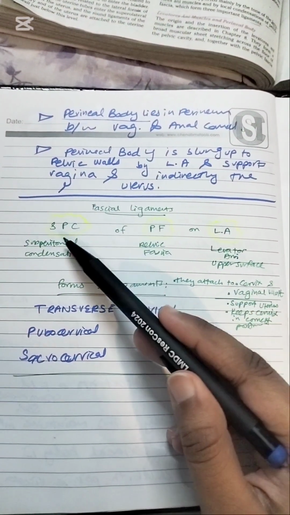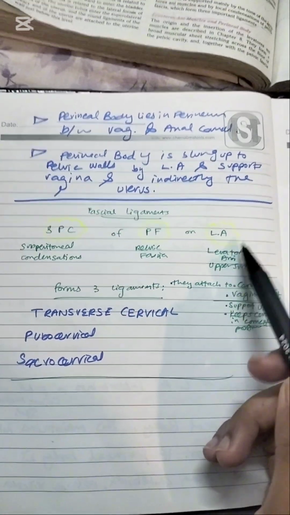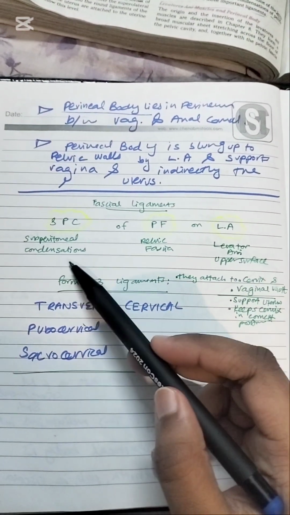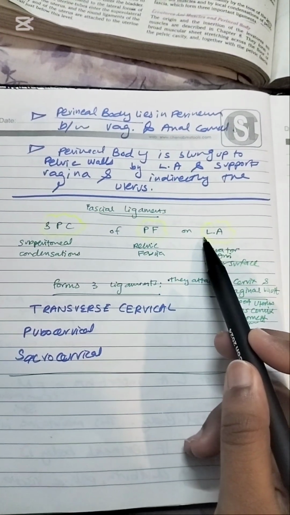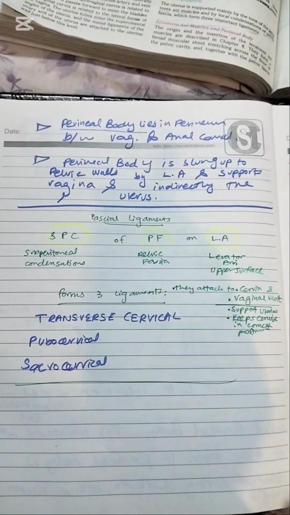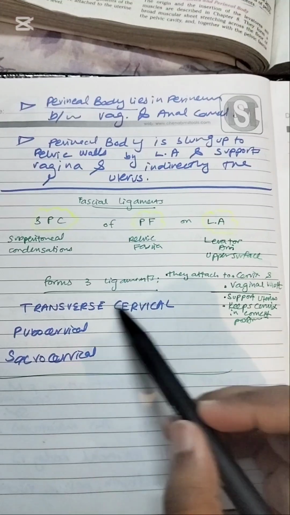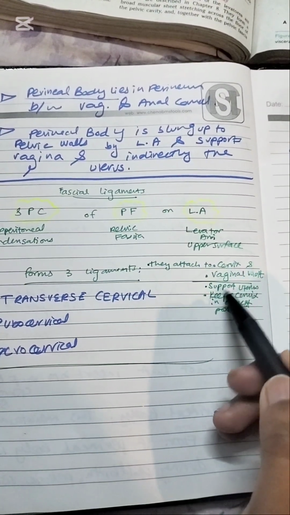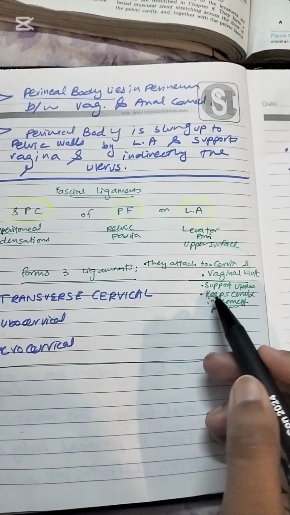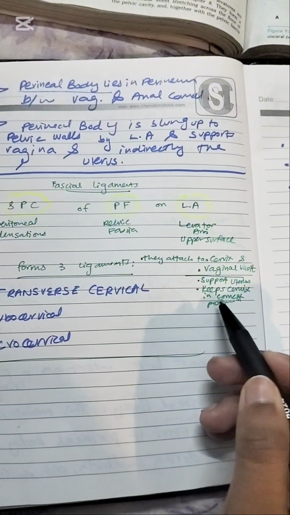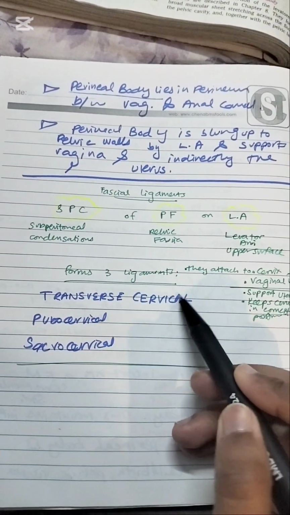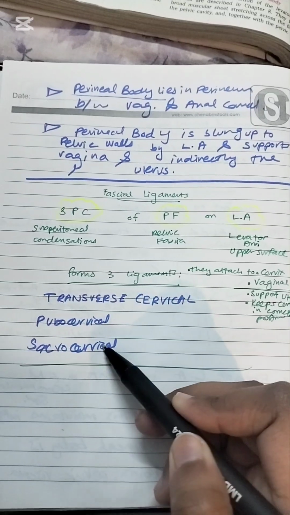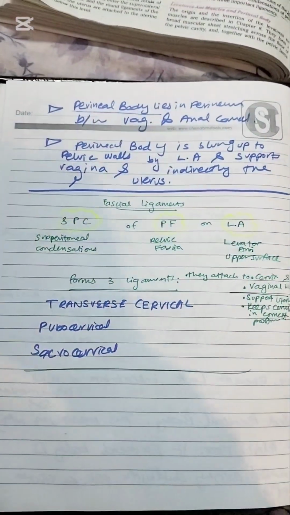So fascial ligaments are SPC of PF on LA. They are subperitoneal condensations, SPC, of PF, pelvic fascia, on LA, levator ani, upper surface. They are going to form 3 ligaments. They attach to the cervix and vaginal vault. They support the uterus and they keep the cervix in the correct position. So these 3 ligaments are transverse cervical ligaments, pubocervical ligaments, and sacrocervical ligaments, TPS. Now let's talk about them in detail.